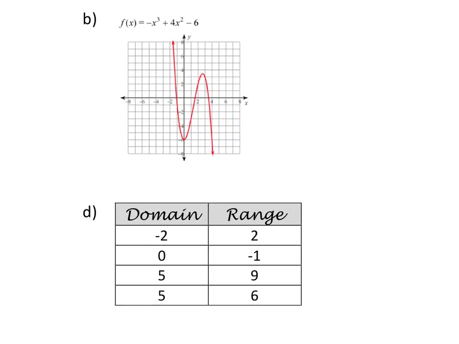The next one has quite a few bends, but again, if we do the vertical line test, I intersect in only one place. No matter where I draw that line, I still would only intersect it in one place. So is this a function? Yes.